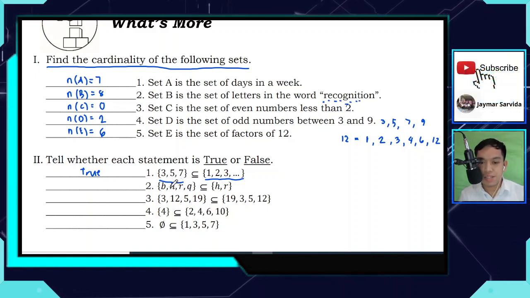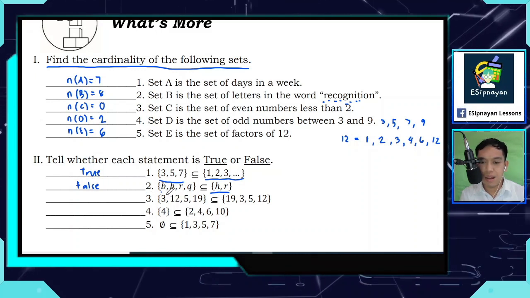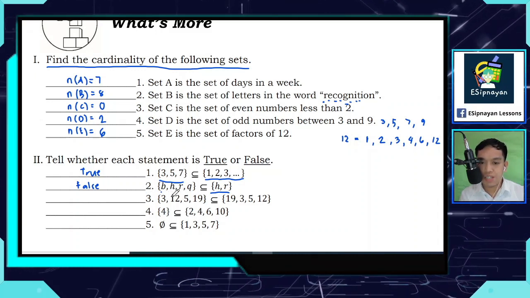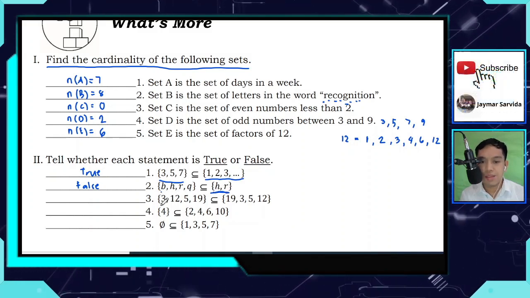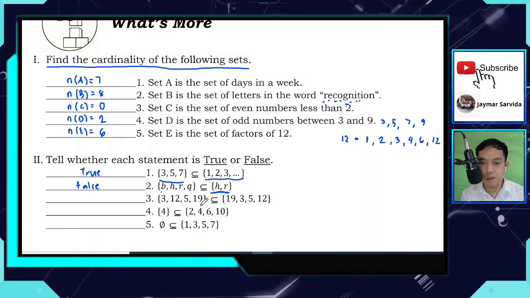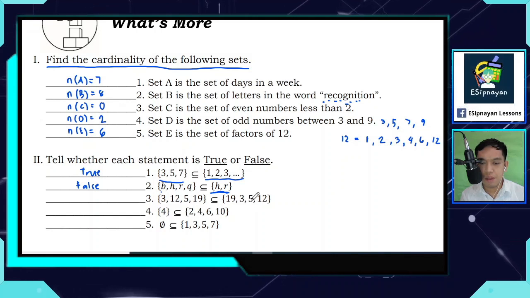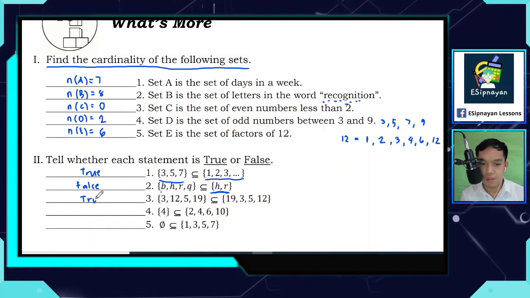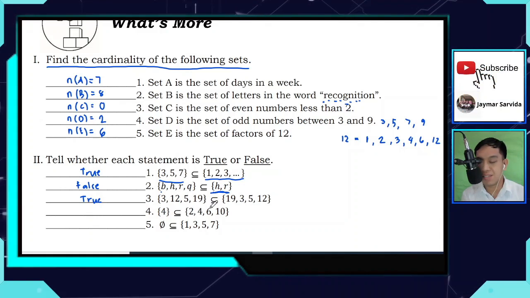Ito naman, next. Itong set na to daw is a subset of this set. That is false. False yan. Wala namang B at saka Q dito sa set na to. Next, si 3, 12, 5 at saka 19 is a subset of 19, 3, 5, and 12. Yes, true. Kahit pa magkaiba yan sila ng mga pagkaka-arrange, still, pare-pareho pa rin naman ang kanilang mga elements. So, subset sila ng isa't isa.